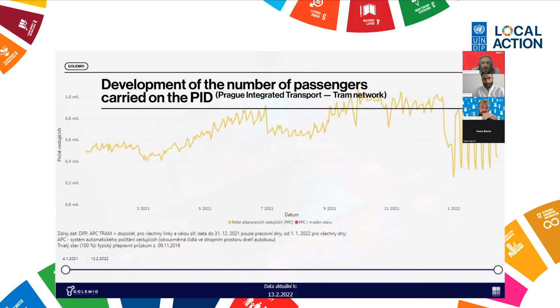And then development of number of passengers. We do know how many people are using public transit, and we're able to add more and have more on-demand services when it comes to very busy days or months or festivals that are happening in the city. So that's the number of passengers in public transit.